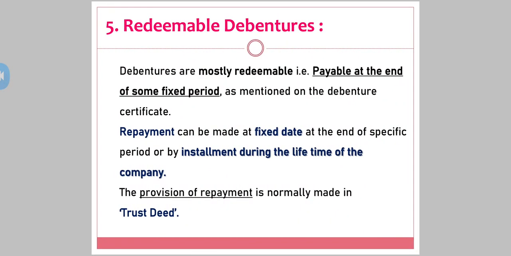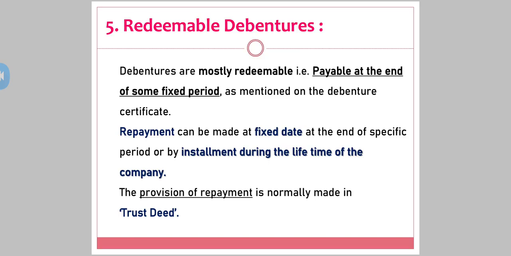Your fifth type is redeemable debentures. Debentures are mostly redeemable, that is, payable at the end of some fixed period as mentioned on the debenture certificate. Redeemable means the company is going to get back the debenture certificate and repay the amount. Repayment can be made at a fixed date at the end of a specific period, or by installment during the lifetime of the company.